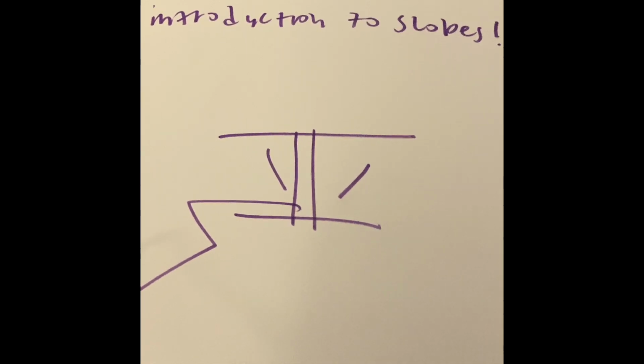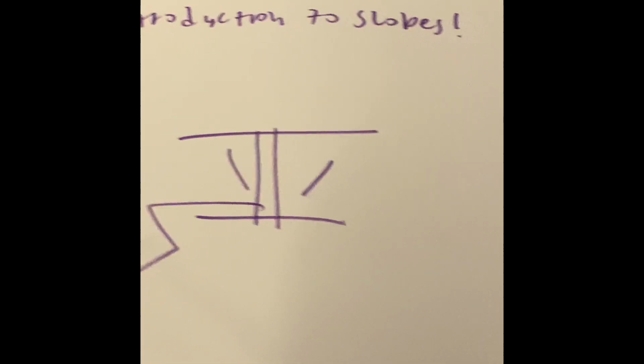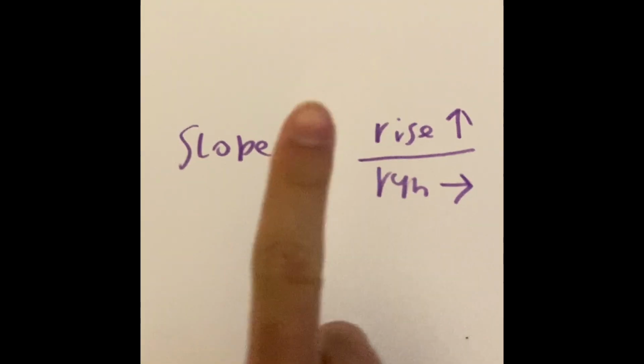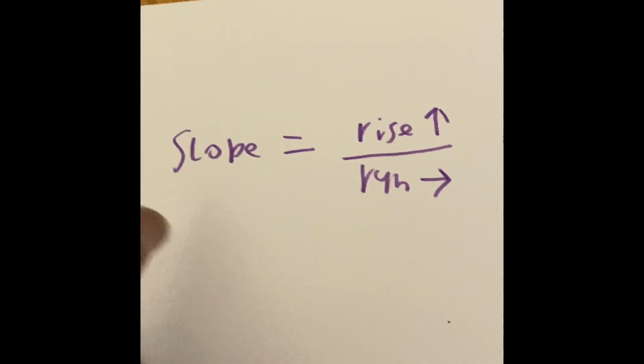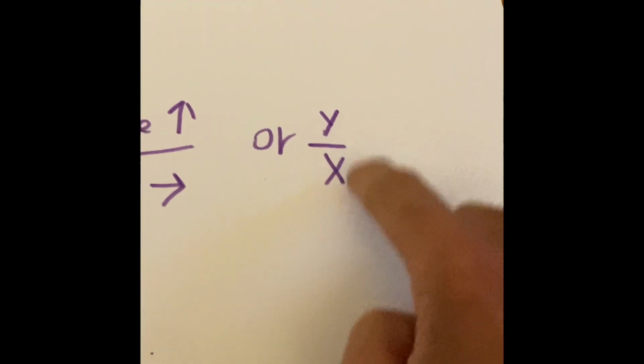So, to calculate a slope on a graph, there is a formula that we're going to use. The slope is going to be rise, that means you go up, divided by run, which is going to make you go across. Or y divided by x.